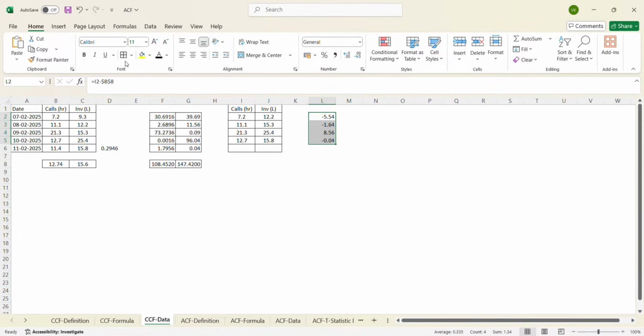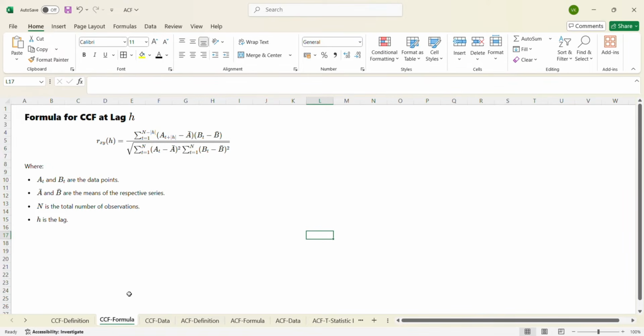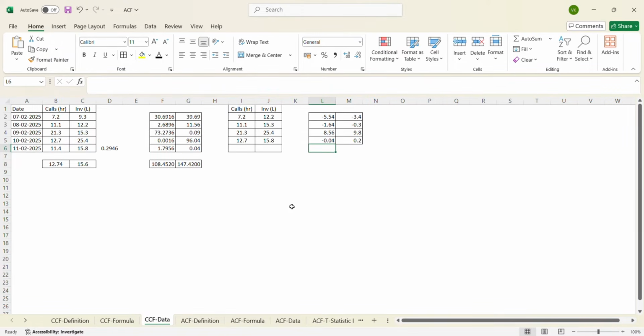If you see the formula here, the first value is 7.2 minus 12.74, and the second value 11.1 minus 12.74. Similarly for B also, I am measuring the same difference, the difference between the data point and its original average. Okay. Now once I have done this, let's go back and see what the formula says. The formula says to create a multiplication of these two, a product of these two. So I create a product of these two individual deviations in my next column.